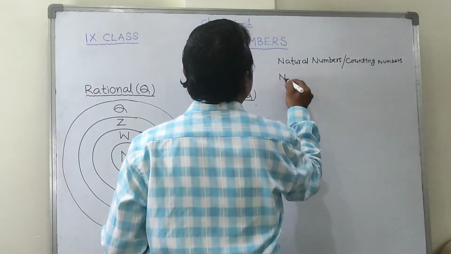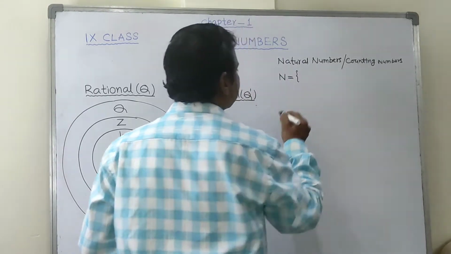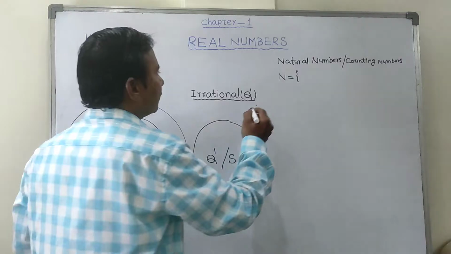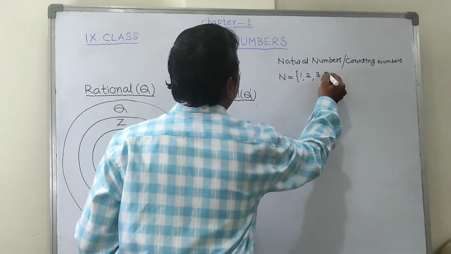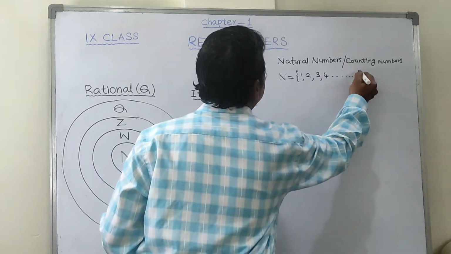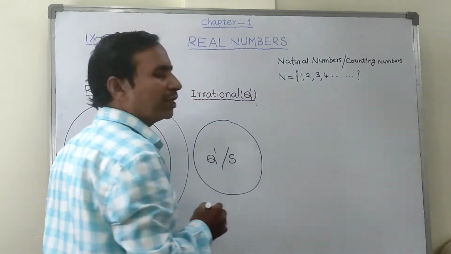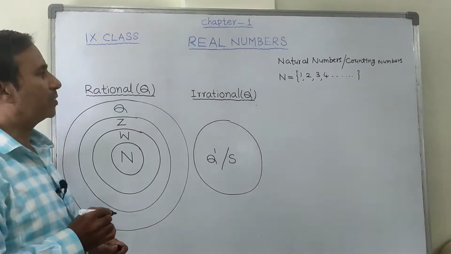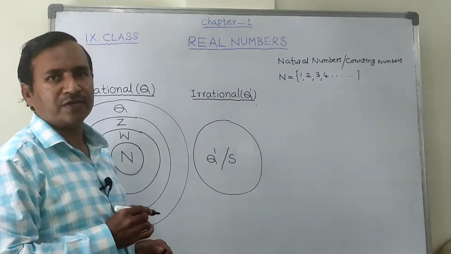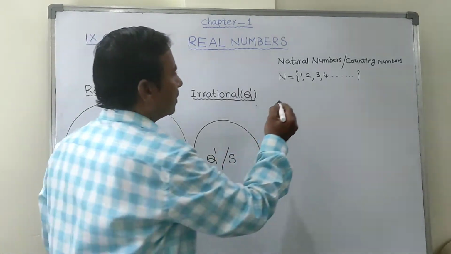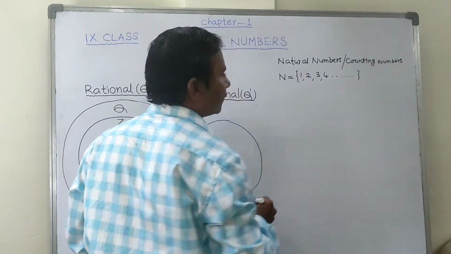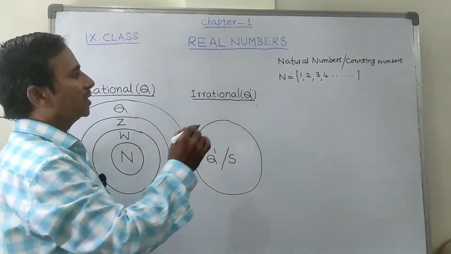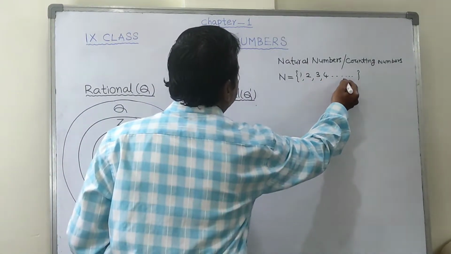How do they start? The starting will be from 1 onwards: 1, 2, 3, 4, and so on, up to infinity. An infinite number of values will be there. Means the smallest number will be 1 and the highest number we don't know. Why? Because it is infinity.